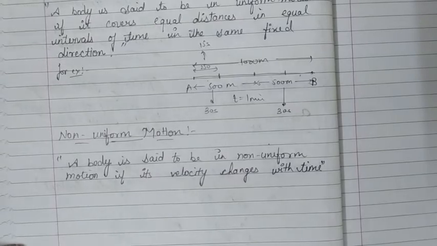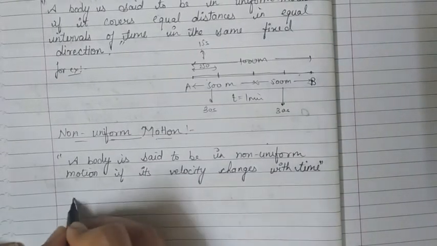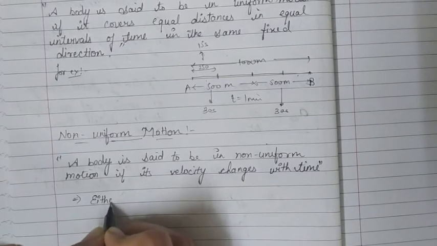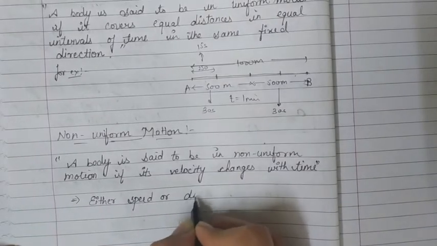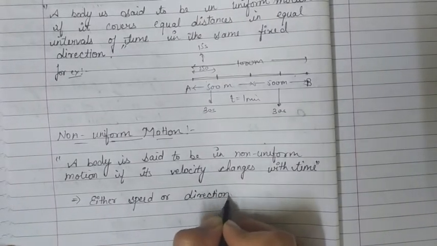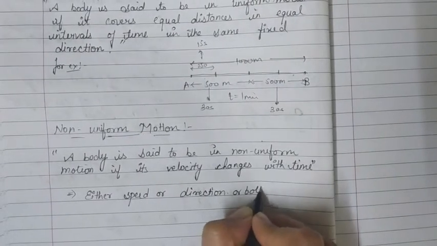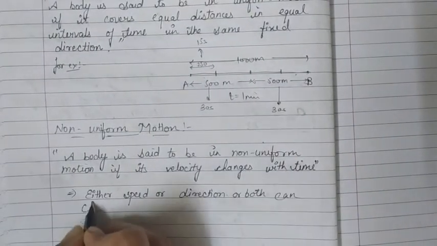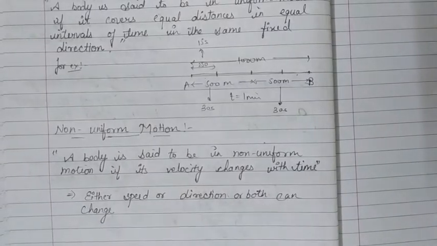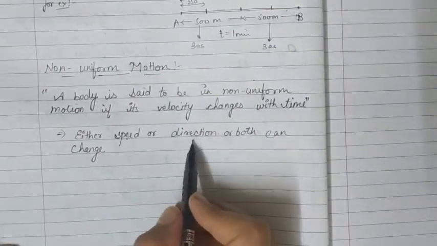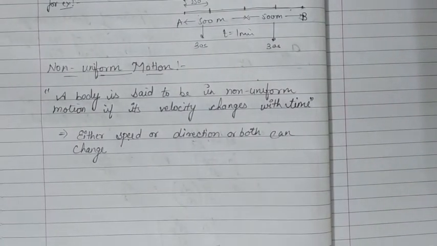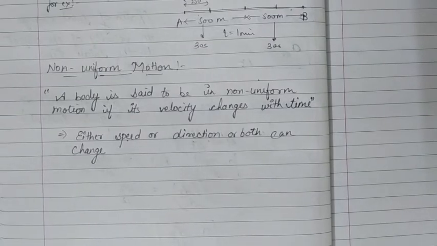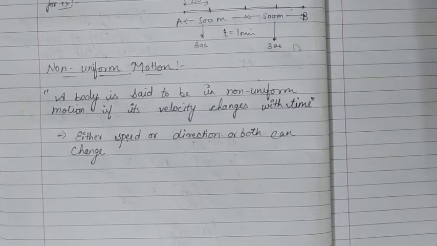Now this change in velocity can be in speed, that means the magnitude can change, or in direction, or both can change. So the reason for the velocity changing can be that its magnitude is changing, that means its speed is changing, or the direction is changing, or both are changing. That's why the velocity of the particle in motion keeps on changing with time, and because of that the motion is called non-uniform motion.